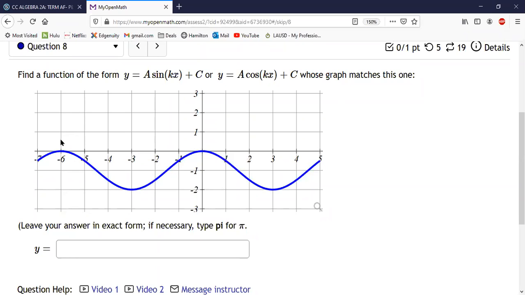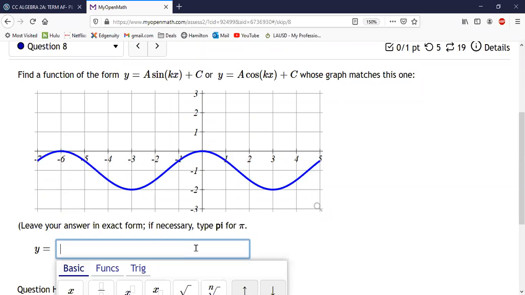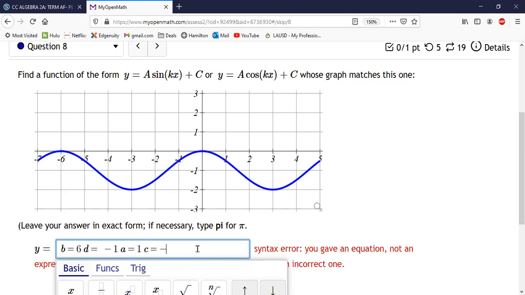So how long did it take me to start and end my graph? It's going to take me 6 spaces. So I'm going to type that. My B is equal to 6. Those are my notes. My D is equal to negative 1. My A value looks like it's going to be positive 1. And my C value, we're going to choose that as 0.